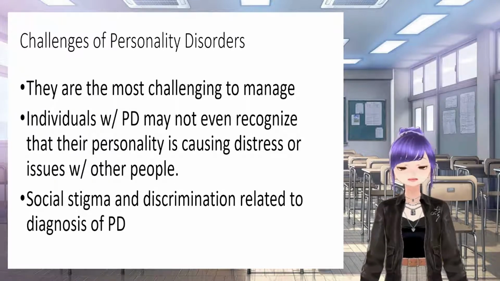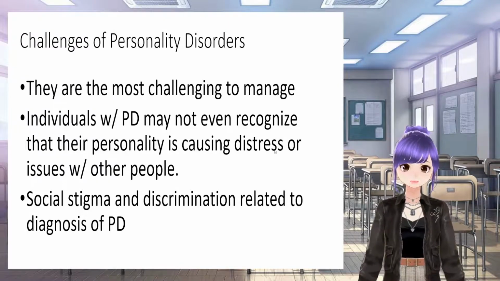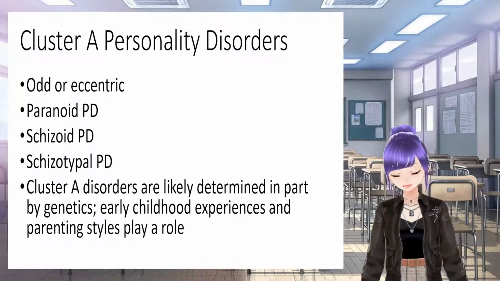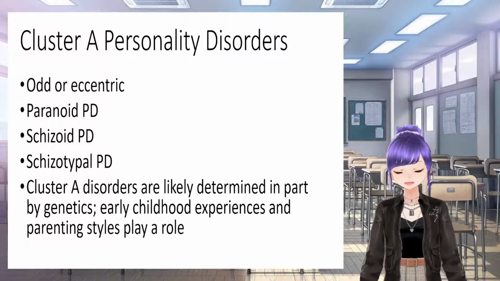So, you will see later on, for example, borderline personality disorder. In borderline personality disorder, most of the people who may be diagnosed with it are women, so they may be stereotyped and receive social stigma for having borderline personality disorder. So, cluster A personality disorders. Cluster A personality disorders have a likely genetic component and are characterized by personality styles that are odd or eccentric. And under cluster A are paranoid personality disorder, schizoid personality disorder, and schizotypal personality disorder.